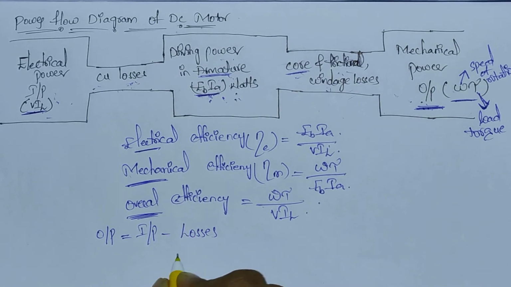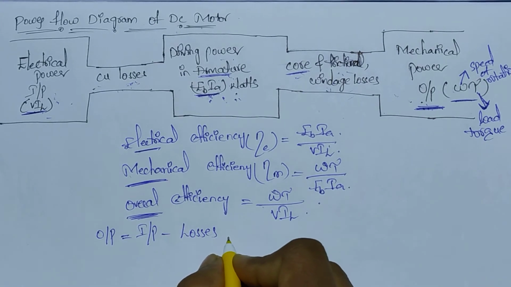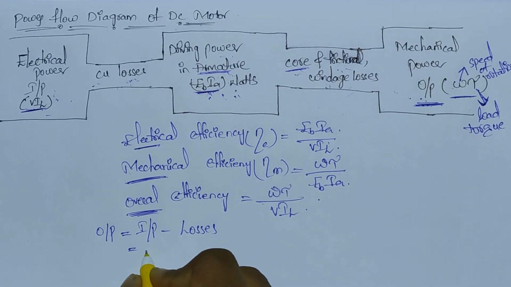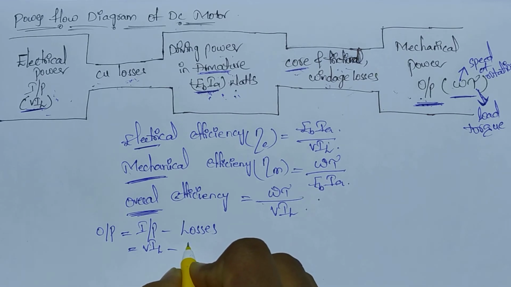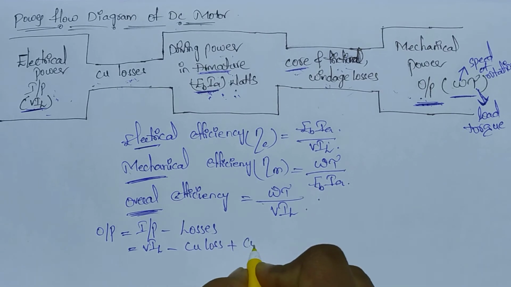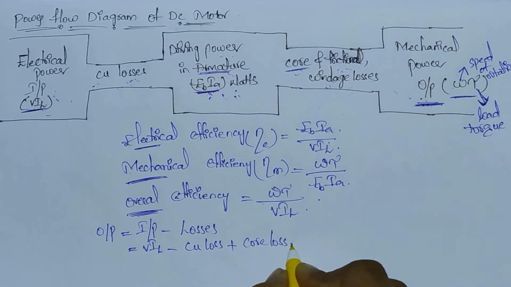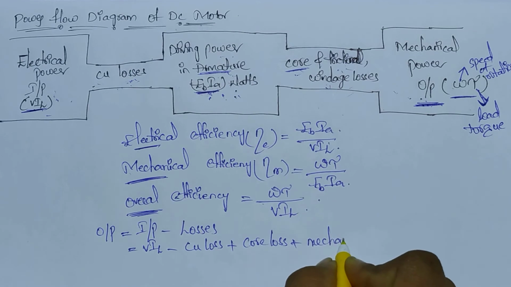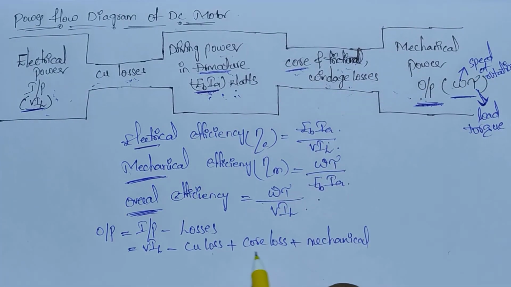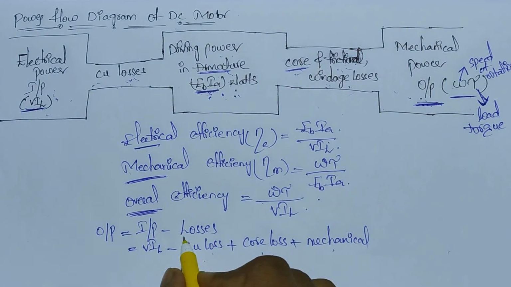We can write that output equals input minus losses. It means output equals the input we are feeding, VIL, minus the losses. The losses we get are copper loss plus core losses plus mechanical losses. Mechanical losses mean the combination of friction and windage losses. By combining these three losses, we simply write them as losses.